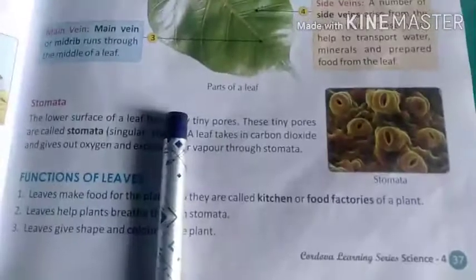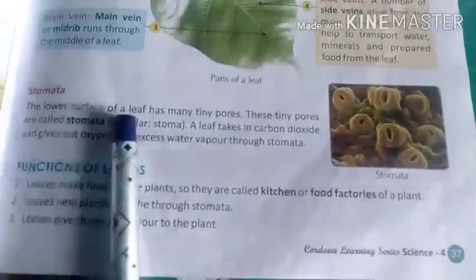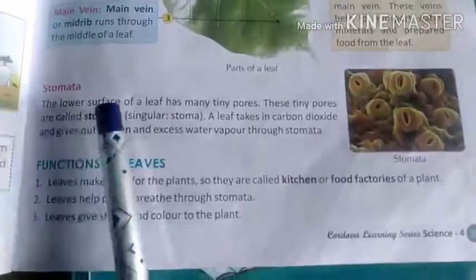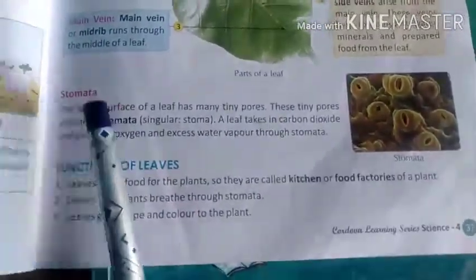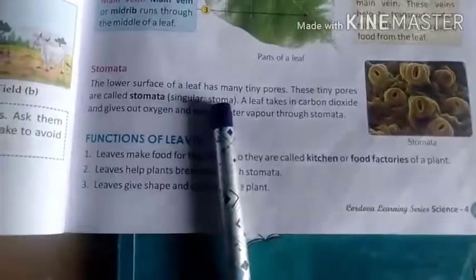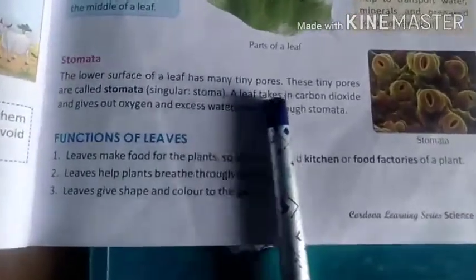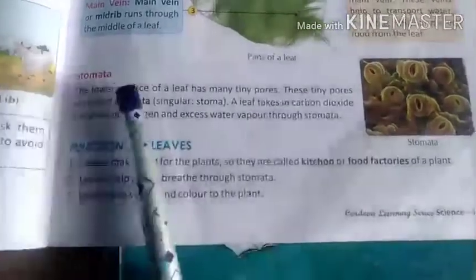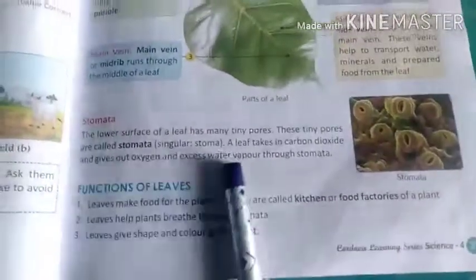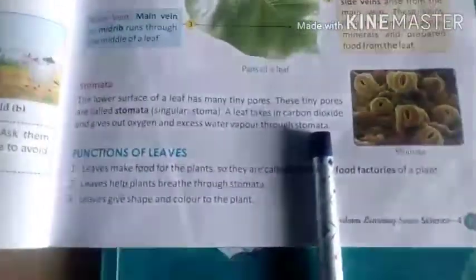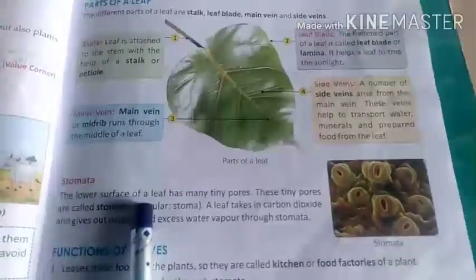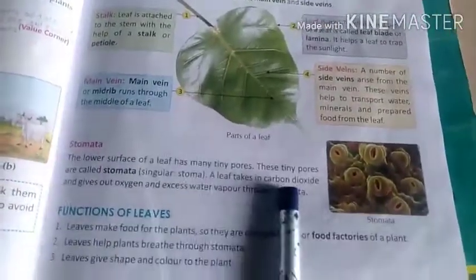Stomata. What are stomata? The lower surface of the leaf has many tiny pores. These pores are called stomata. This is a plural word. Singular is stoma. A leaf takes in carbon dioxide and gives out oxygen and excess water vapor through stomata. So these pores are very useful for the leaf, meaning for the plant, to make the food for themselves.